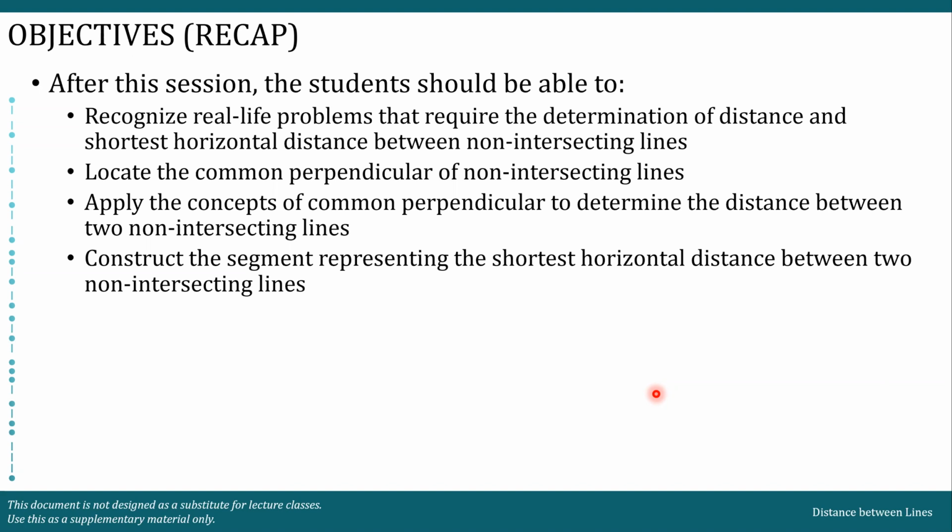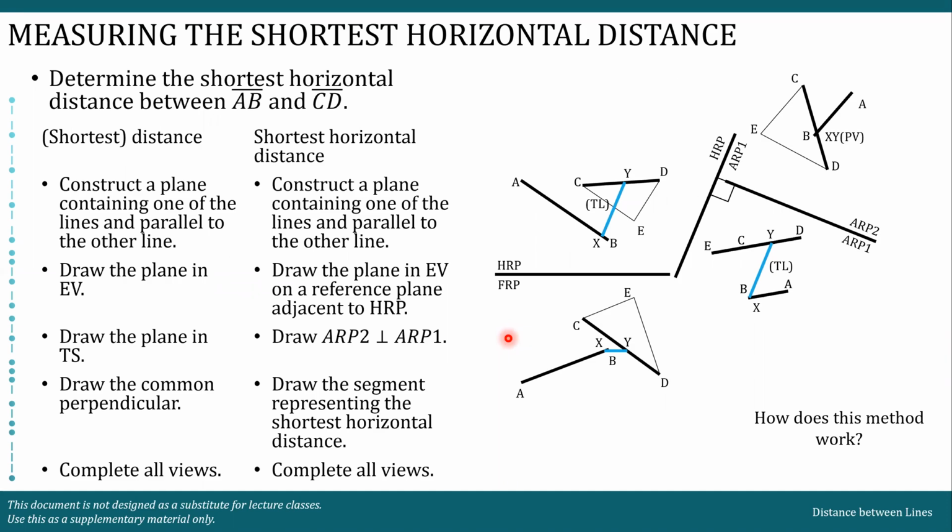Sir, can you please explain the shortest horizontal distance again? Okay, let's go back. On this slide is our method of getting the shortest horizontal distance. The steps are as follows. First, you need to note that this method works only when you continue working from HRP. Okay? We can't continue from here. We must continue from here, so ARP1 should be attached to HRP.